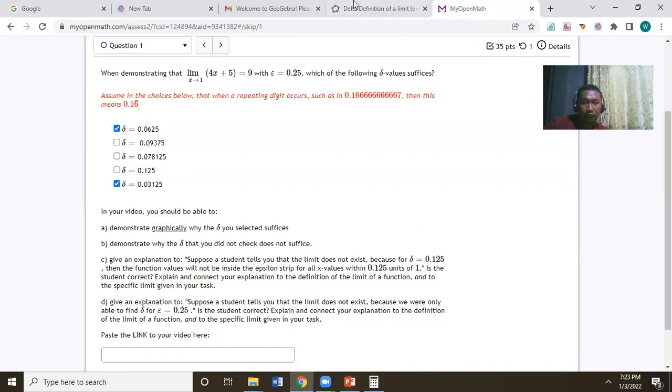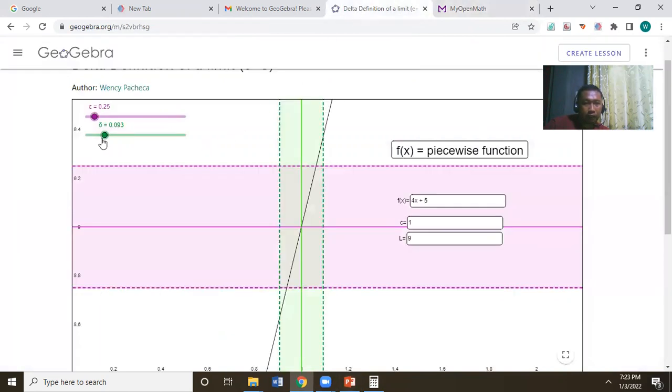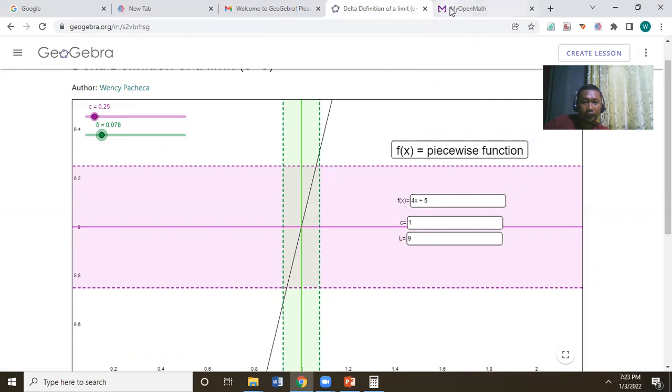0.078. 0.078. Okay. So same as 0.078. Wala pa rin. Meron pa rin part outside the epsilon strip.